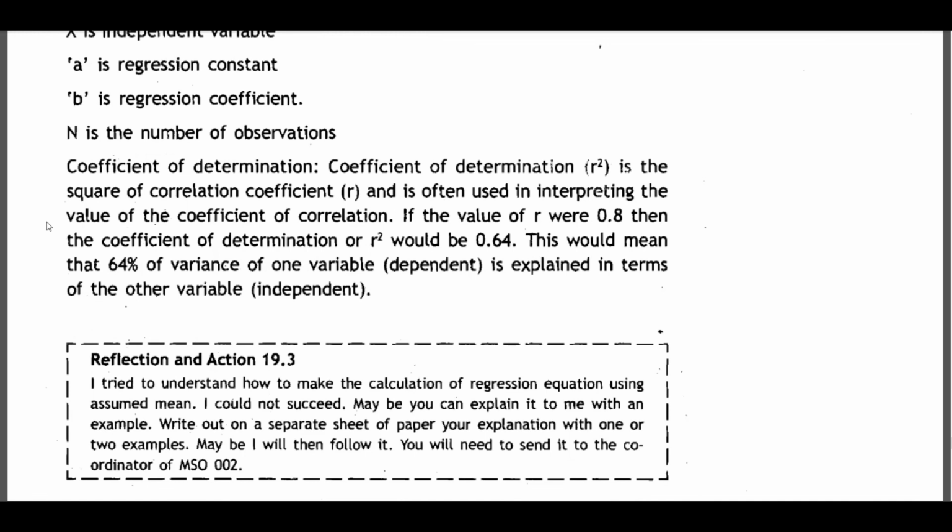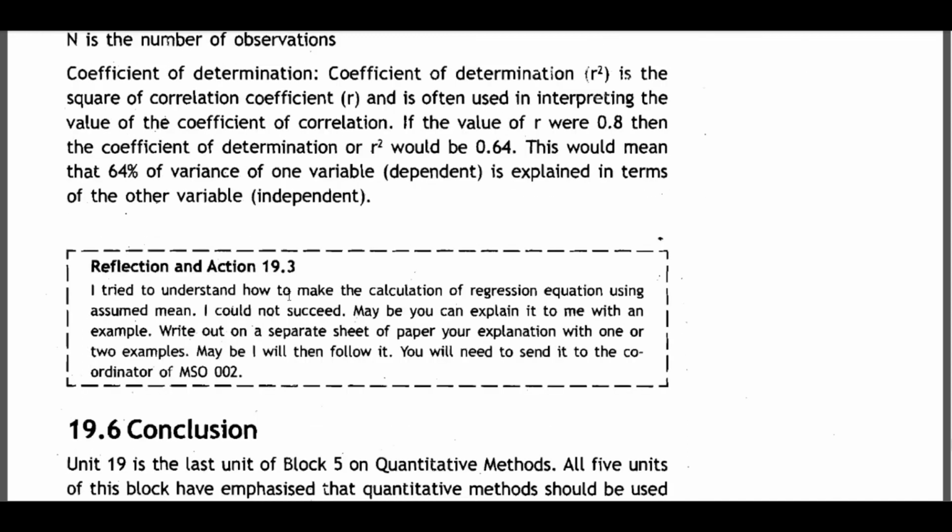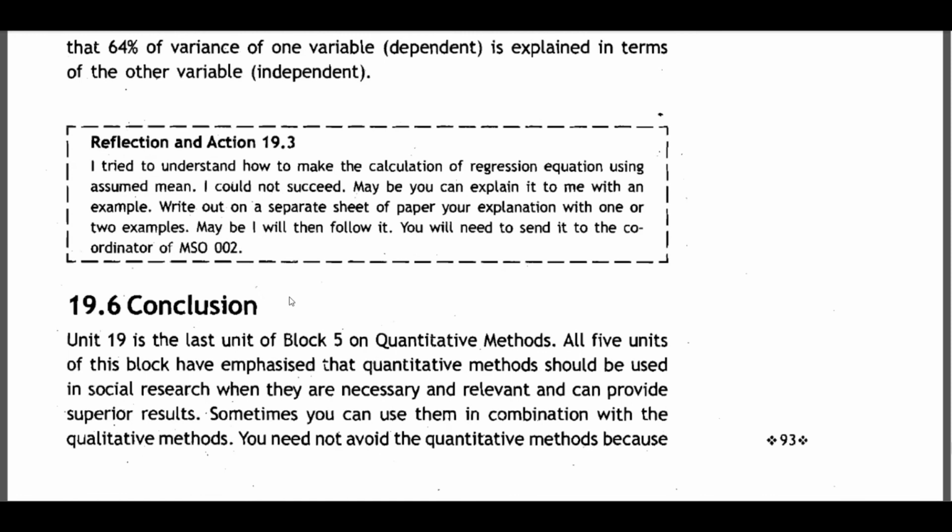The coefficient of determination, r square, is the square of the correlation coefficient r, and is often used in interpreting the value of the coefficient of correlation. If the value of r were 0.8, then the coefficient of determination, or r square, would be 0.64. This would mean that 64% of the variance of one variable, that is the dependent, is explained in terms of the other variable, the independent.